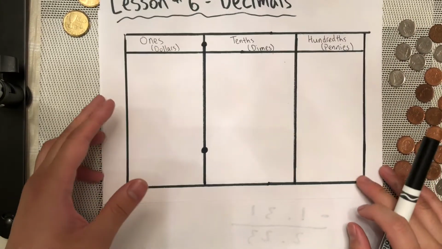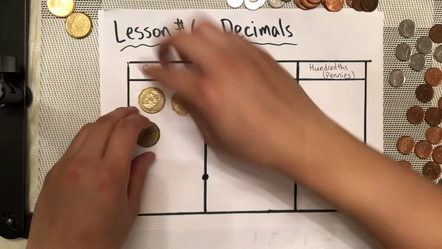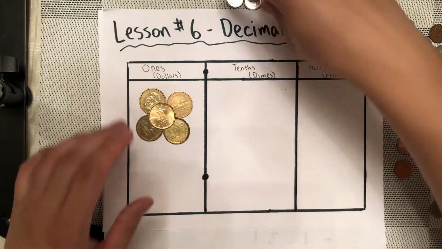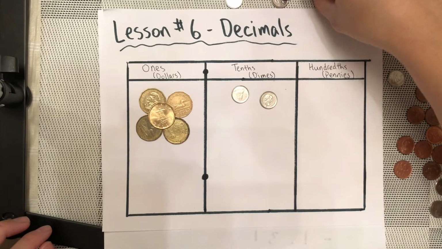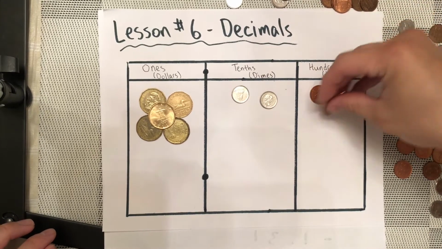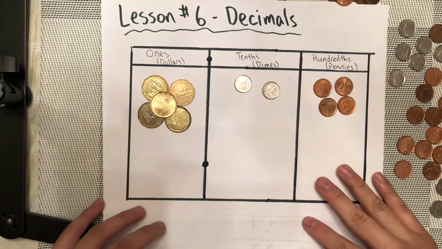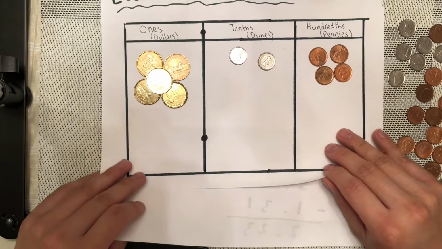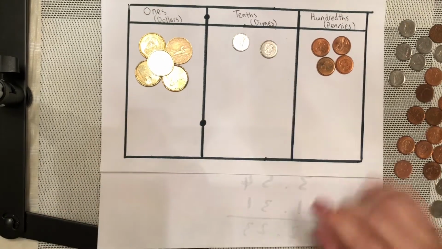Let's do one more subtraction here with lots of trading. One more practice one here. Let's put up some money first. Let's say I have lots of money. Let's say I have $5, and let's say I have 2 dimes, so 2 tenths, and 4 hundredths, so 4 pennies. So what's my number here? I have 5.24.